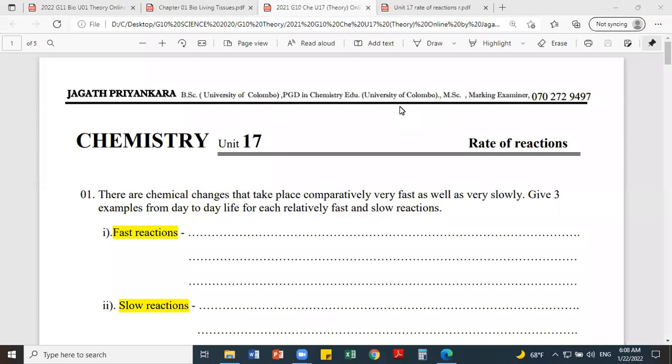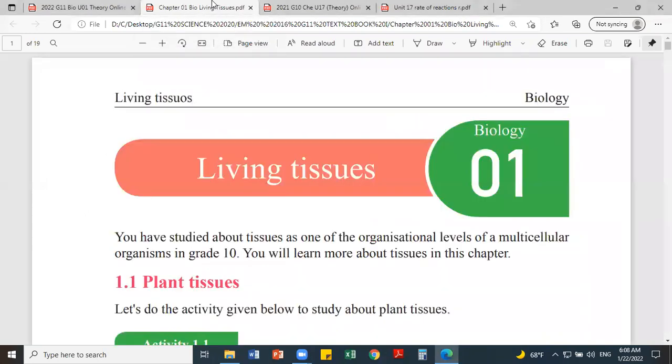Last week we completed chapter 16. Today we start chapter 17, chemistry grade 10. Plus I told you that parallel to this I will be starting the grade 11 work also. That is the grade 11 first lesson, living tissues, biology. Grade 11 first chapter, living tissues. That means both plant and animal tissues.